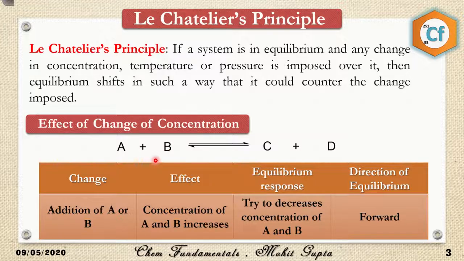As I said in the definition, equilibrium will try to undo this change. Here we have increased the concentration of A and B, so equilibrium will try to decrease it. And how will it decrease it? It will shift to the forward direction, allowing A and B to react with each other so that it can form the products C and D. In this way, the reaction will shift to the forward direction and the concentration of A and B would decrease.